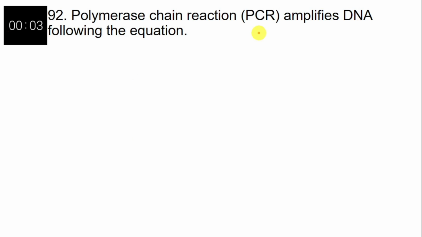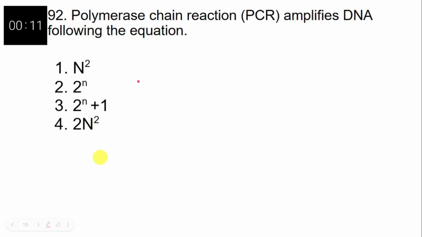Polymerase chain reaction amplifies DNA following the equation. So in this case, the hint is that replication during PCR happens by semi-conservative mode. Okay, so 2 will become 4, 4 will become 8, 8 becomes 16. So there is duplication happening.